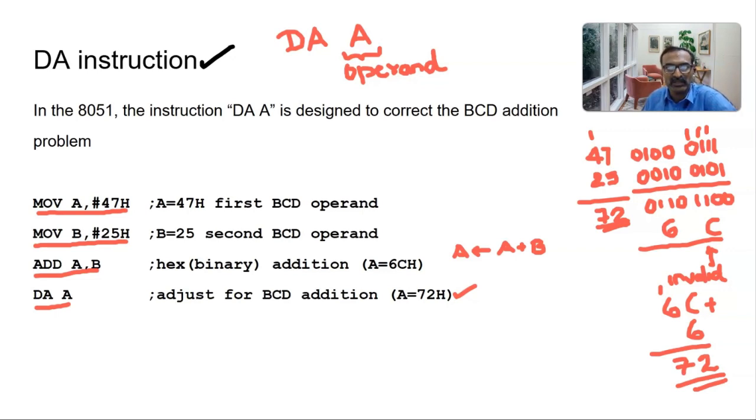After the add, the next instruction is DA A. So the operand will always be in the accumulator. Whatever value is in the accumulator, the BCD addition decimal adjust will work on that value. So this is an important instruction. So please study it, understand it.